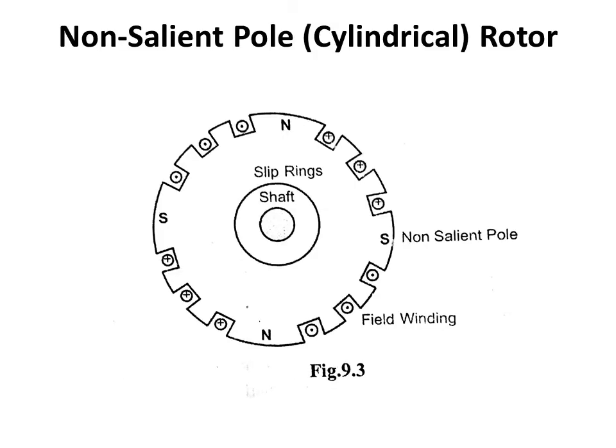And what is the non-salient type? It is also called the cylindrical rotor type. Non-salient pole rotor or cylindrical rotor. You can see here there are no projected parts in the rotor. So no parts are projected out from the surface. It is in the shape of a cylinder. That's why it is called a cylindrical rotor.